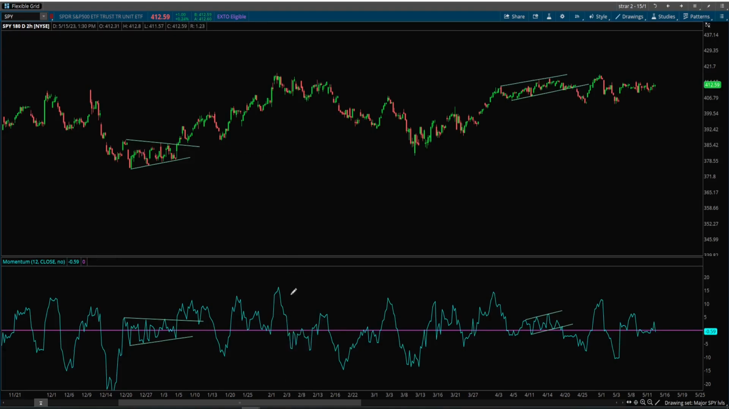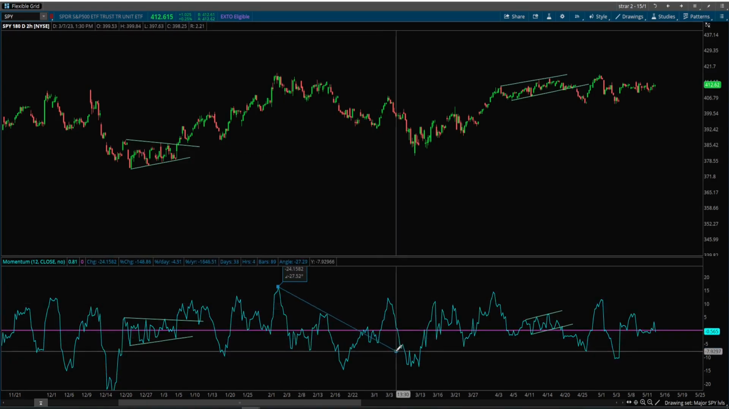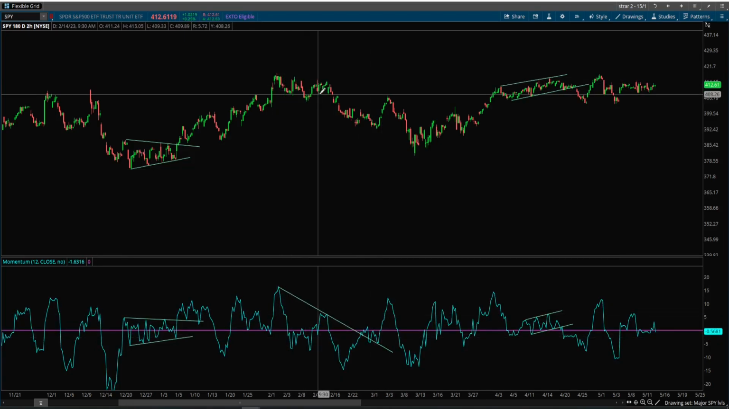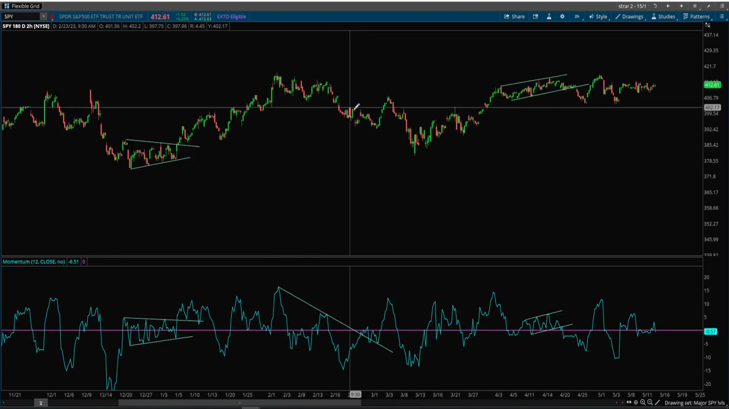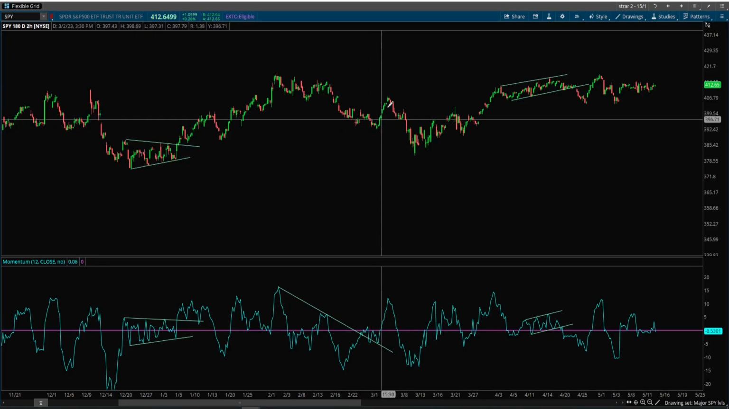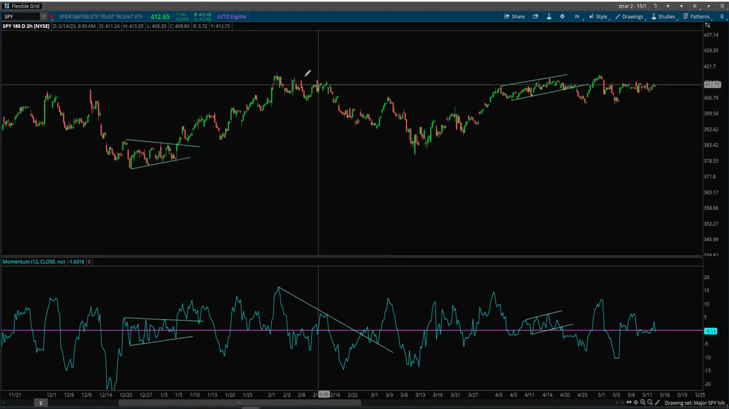Right, and we can come down here and you can draw this pattern as well. As you can see, this downtrend pattern here. As you can see, the price downtrending, getting a breakout here in momentum to the upside, which was a good indication that there was going to be some type of bullish reversal. And as you can see, the price getting a nice pop up here.